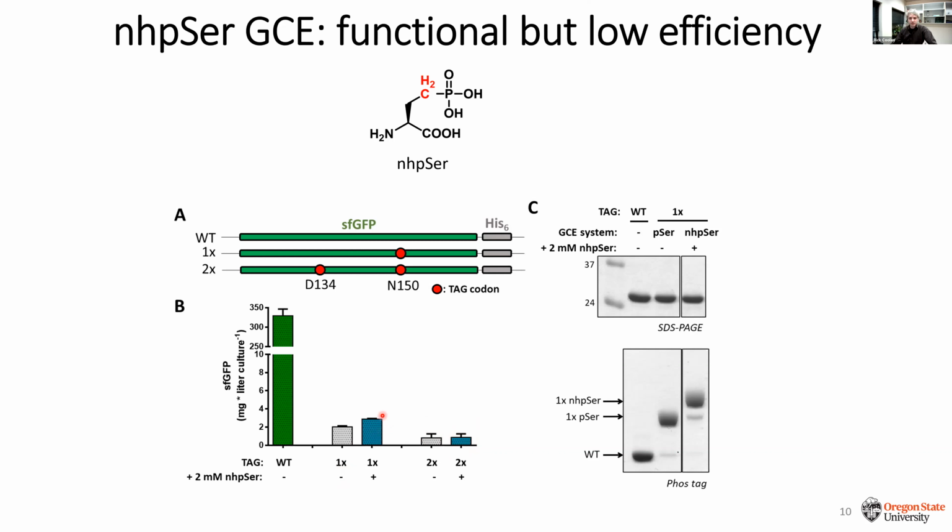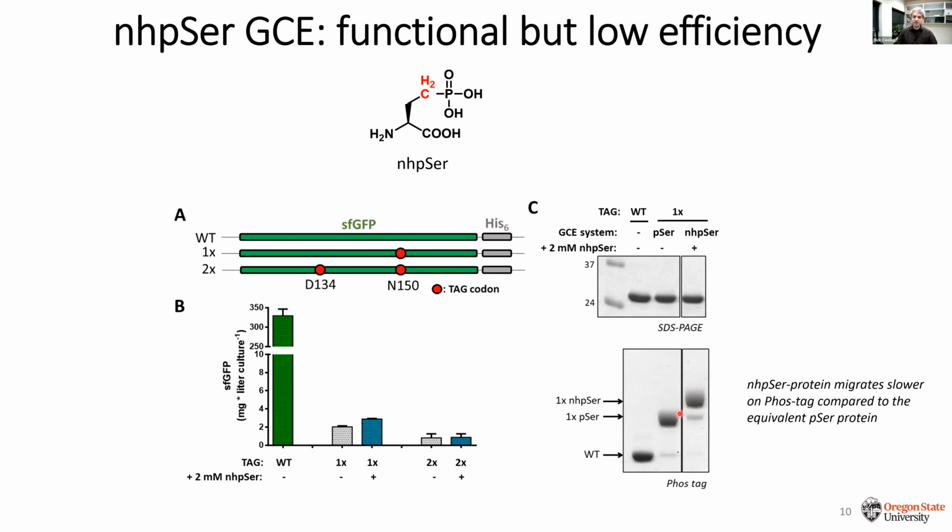So while the yields were very, very low, we were able to purify a little bit of this protein. And you can see here, when we run it on a phos-tag gel, we have wild type protein, we have protein with a single phosphoserine, and then the protein we purify with this system, we do in fact get encoding of the non-hydrolyzable phosphoserine. One thing to note, of course, is that the protein with non-hydrolyzable phosphoserine migrates slower on a phos-tag gel compared to the equivalent protein with phosphoserine.